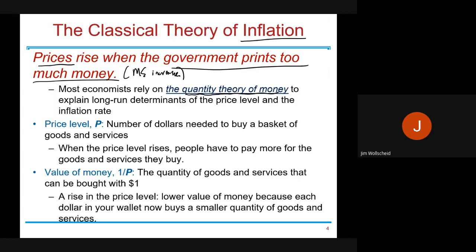A couple of quick definitions. Price level. We've talked about that, right? That's the CPI, the GDP deflator. We've gone through that already. The value of money is just the inverse of the price level. This is the quantity of goods and services that can be bought with $1. This is what I really care about. I care about how far my money will go.